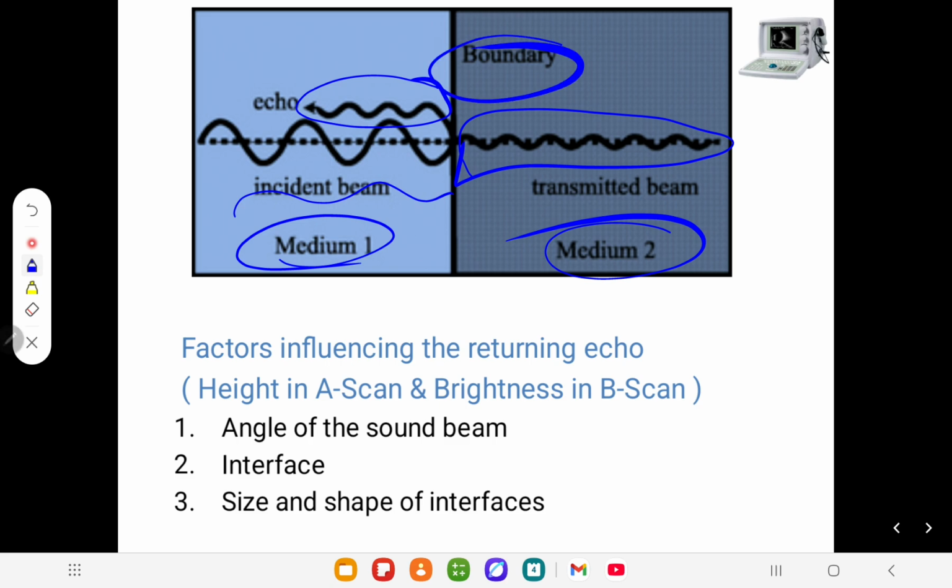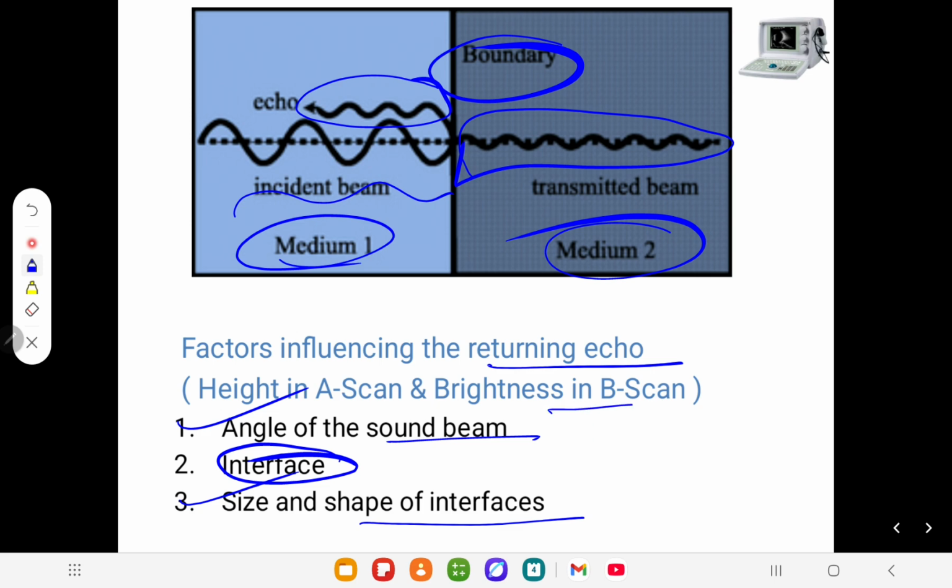So the factors that influence the returning echo are, first, boundary interference, another is the angle of the sound beam, and another is the size and shape of the interference. Why is this important? Because it matters how you put the sound into your patient's eye, the angle. Second, you must know the concept about interference, the boundary.